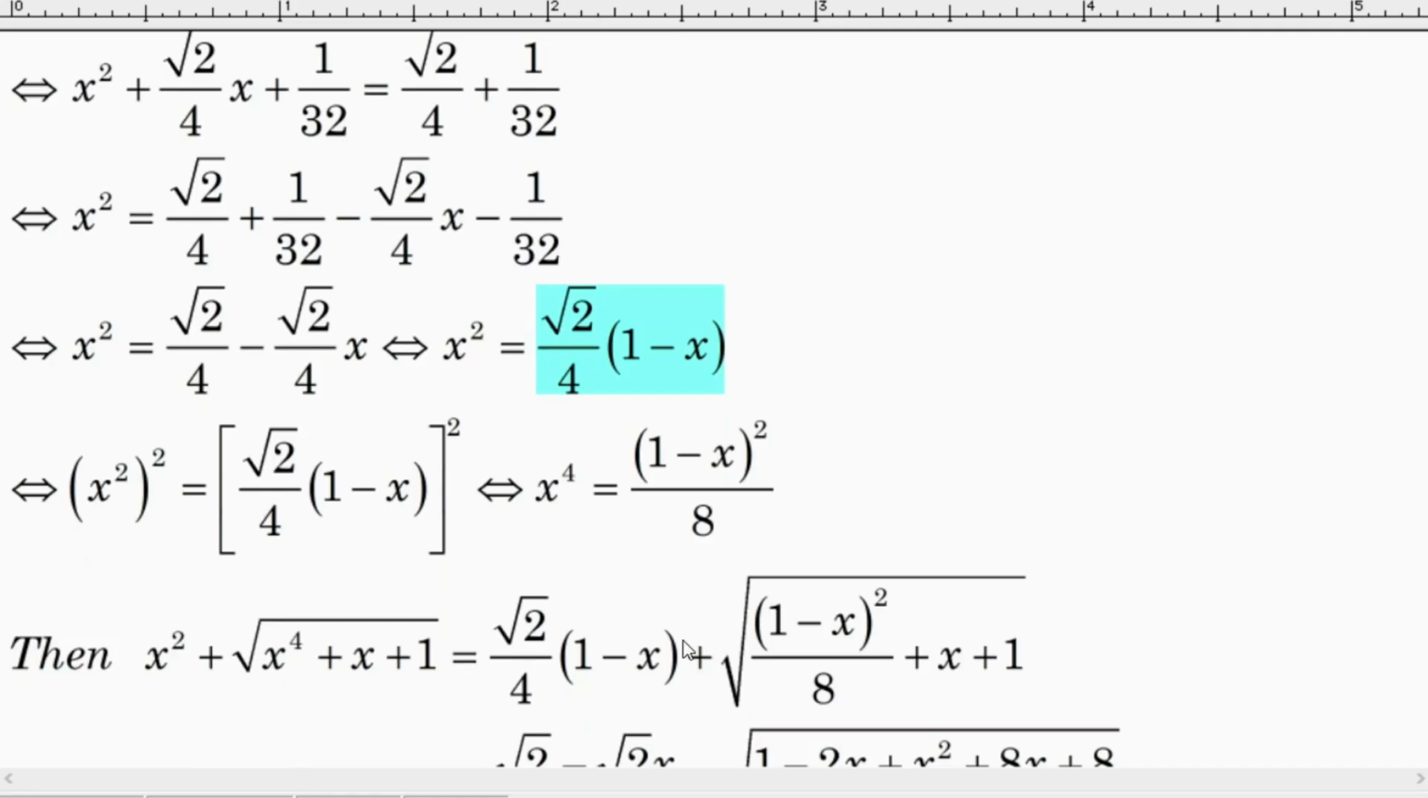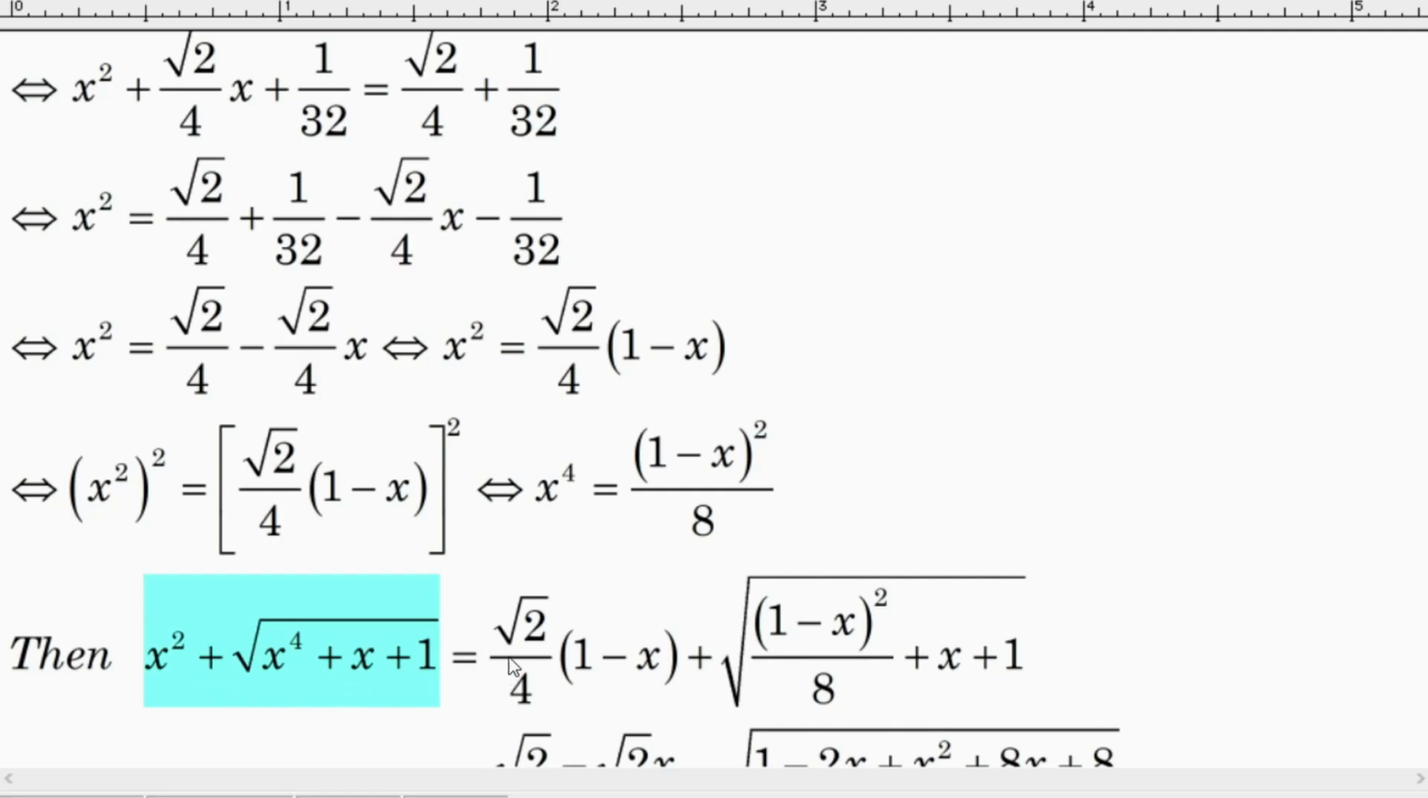Alright, now then we have x squared and then x to the power 4. So our question is that we need to calculate this expression. So we have x squared plus square root of x to the power 4 plus x and then plus 1. So we already have x squared and then x to the power 4. We will take x squared and x to the power 4, substitute into this equation.